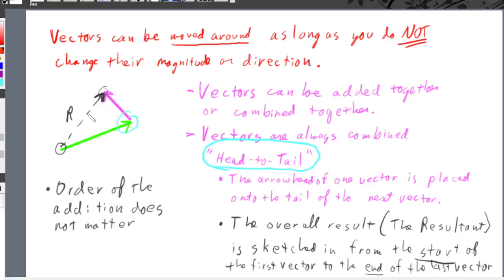So, take a look at this dashed black vector. I want you to imagine what if I moved my pink purple vector down here? I would still then go from start to finish like that, and it would be the same. So that is that the order of the addition does not matter, and you can add as many as you need to. Add up as many as needed.